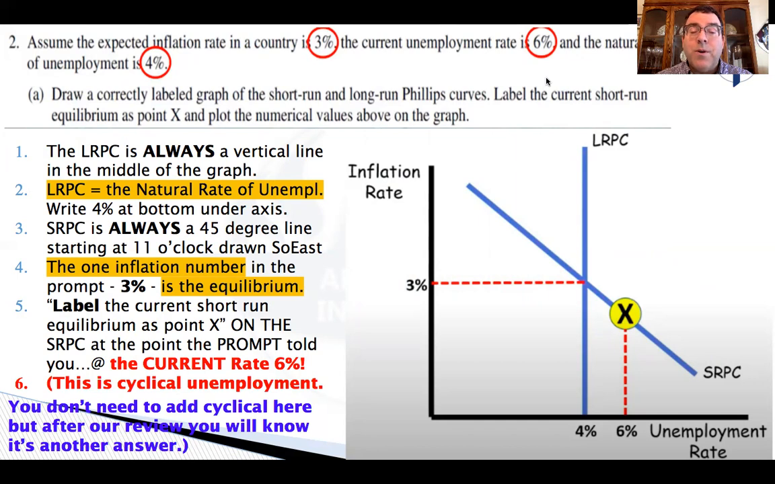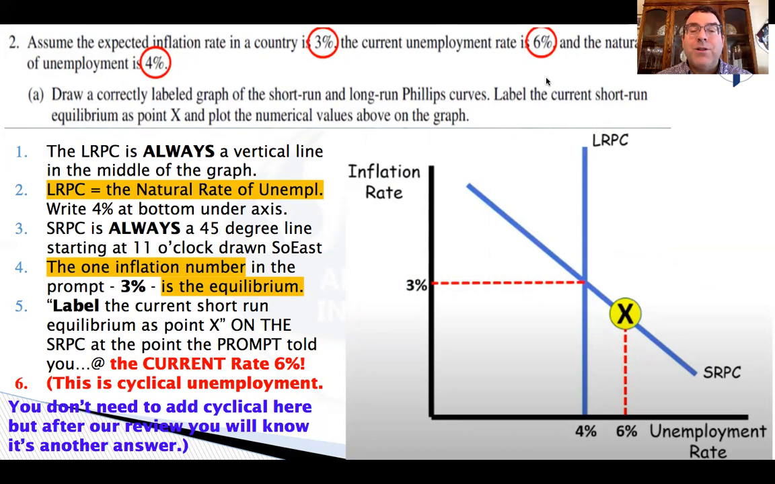First of all, we always put the inflation rate on the left axis. The unemployment rate always goes on the bottom axis. The long run Phillips curve is always a vertical line, and it always goes in the middle of the chart. And the long run Phillips curve equals the natural rate of unemployment. That's something that you need to commit to memory.